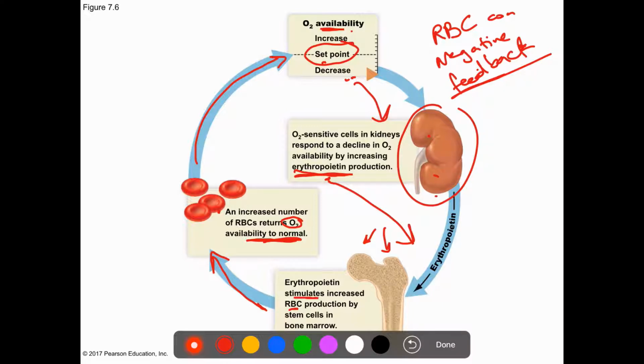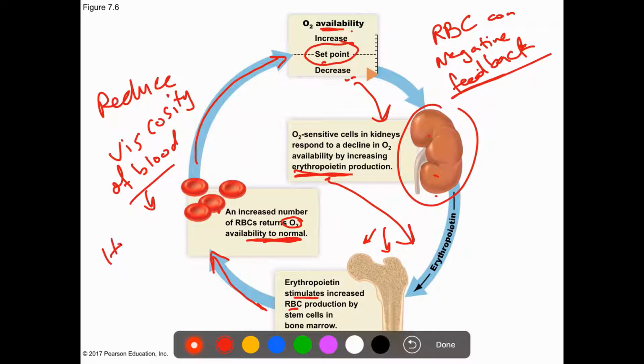Now, as we said, this might reduce viscosity of blood, which means that the heart has to pump harder to push the blood through the vessels. But this is it. We still need oxygen. So a lot of red blood cells is not good. Less red blood cells is not good. There is always this set point.